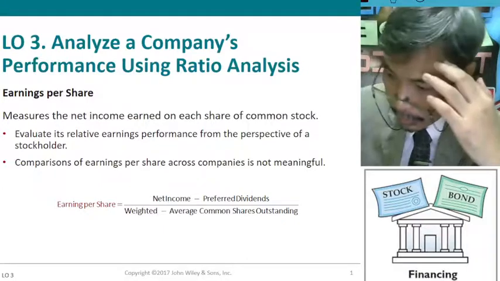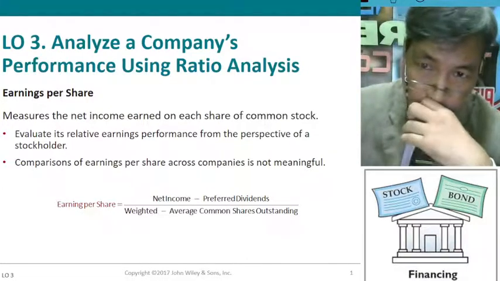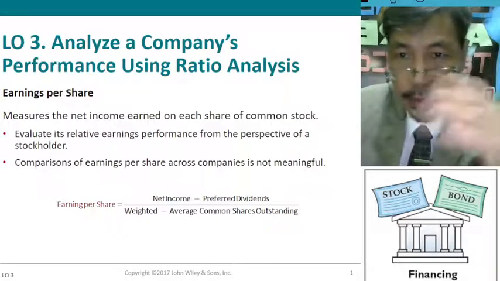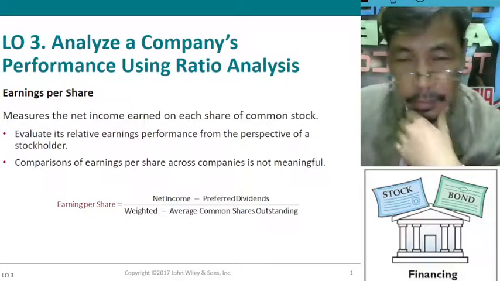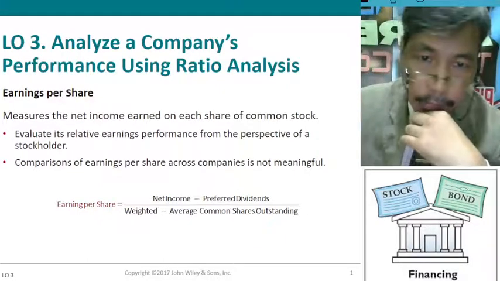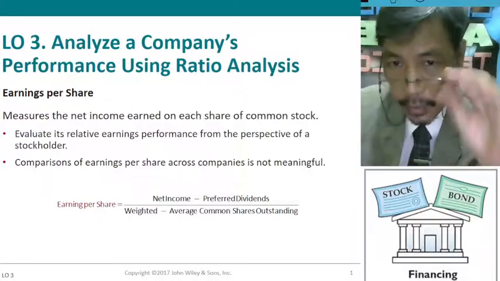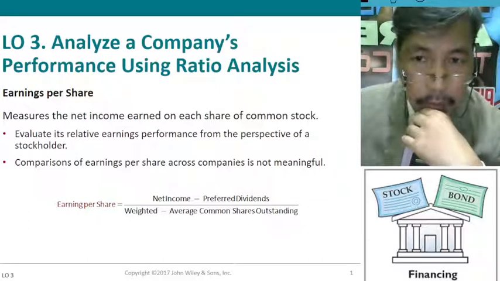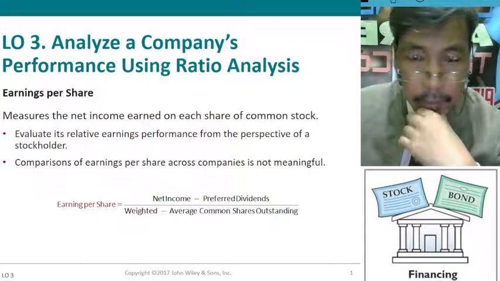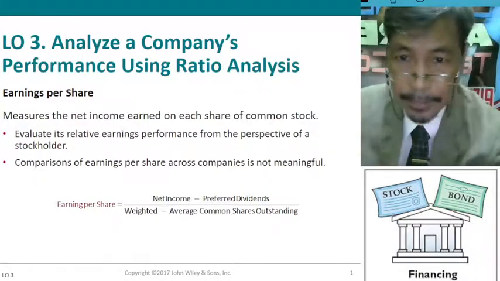What are the companies that could be compared? For example, Adidas and Nike, the same market segment. Another one is Coca-Cola and Pepsi-Cola. They are in the same segment. So you can really compare their business earnings per share or performance. Okay?